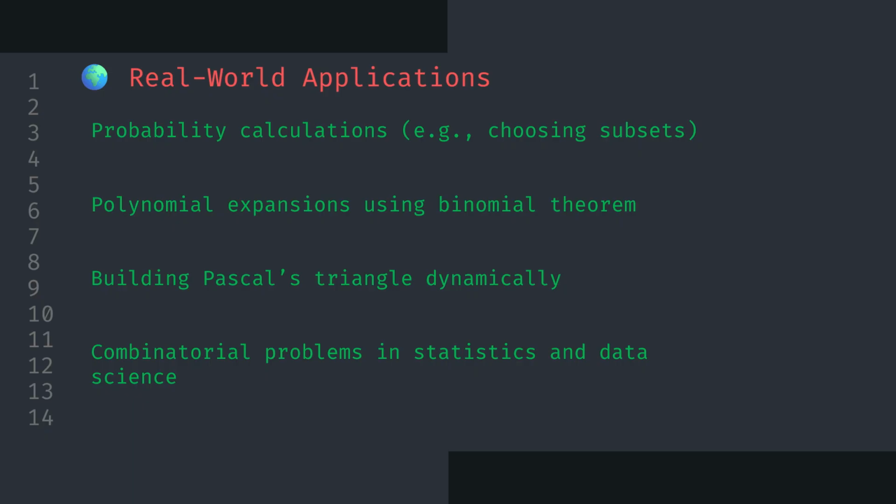Binomial coefficients are everywhere in the real world. You'll find them in probability, polynomial math, and dynamic programming tasks. They also appear when generating Pascal's triangle for education or data tools. A solid understanding of these coefficients is essential in math-heavy programming.